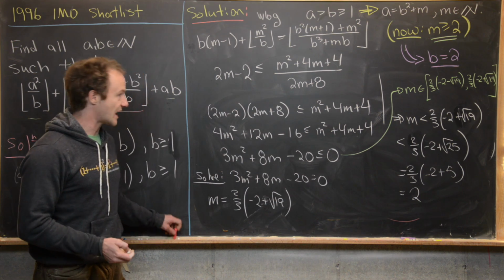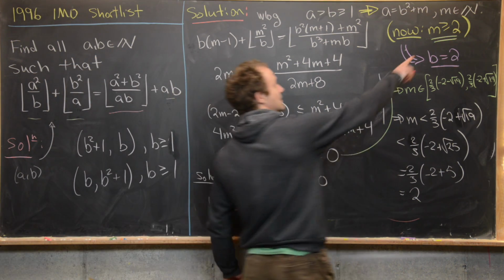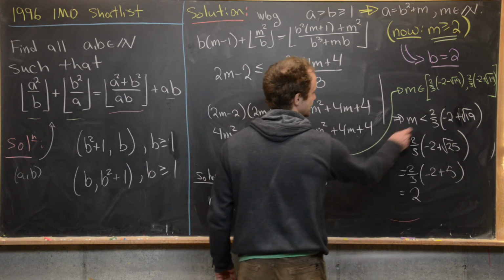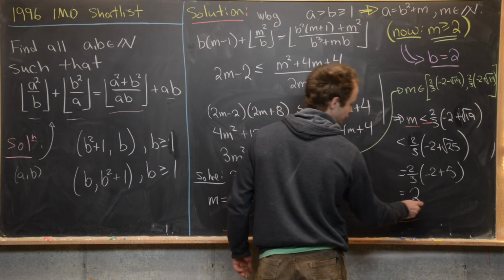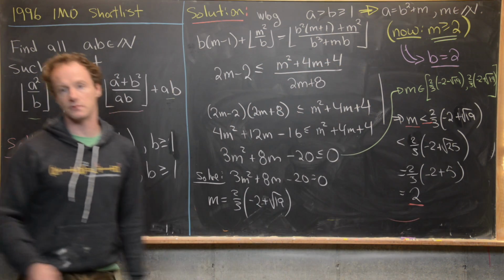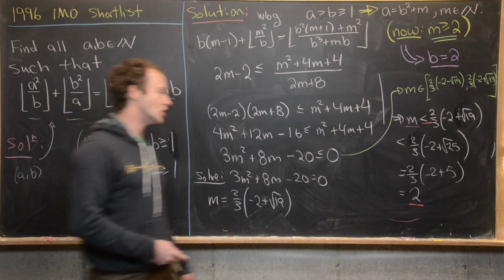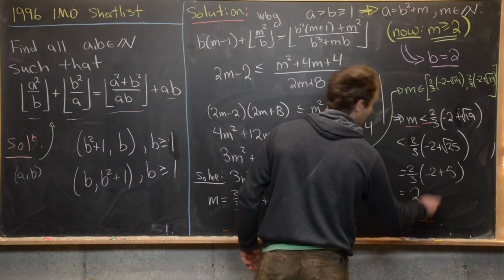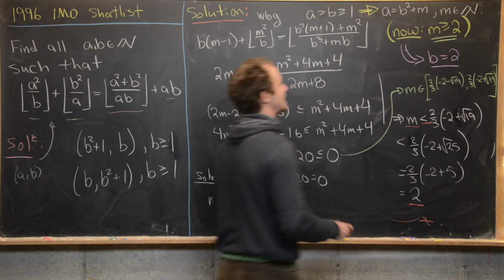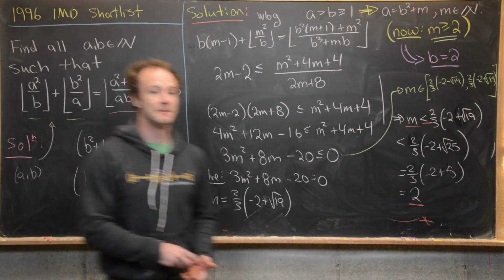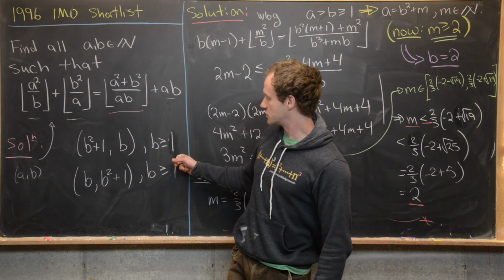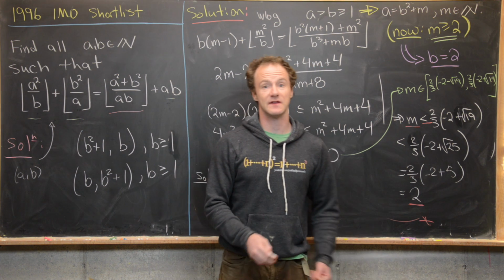So if you check out what we have now, m has to be bigger than or equal to 2, and m is strictly less than 2, which tells us there's no more solutions. In other words, we don't get any solutions when m is bigger than or equal to 2. So we found our only solutions, and it's these over here. And that's a good place to stop.